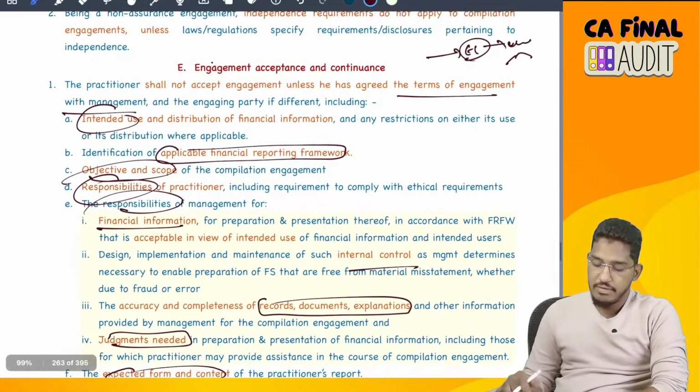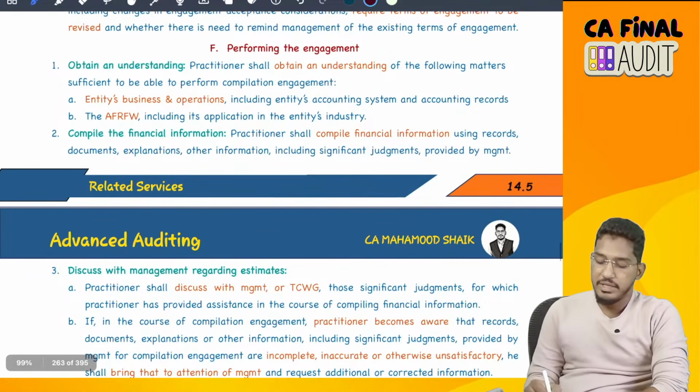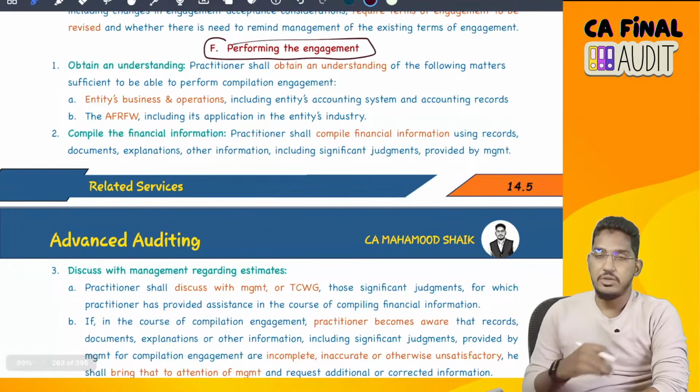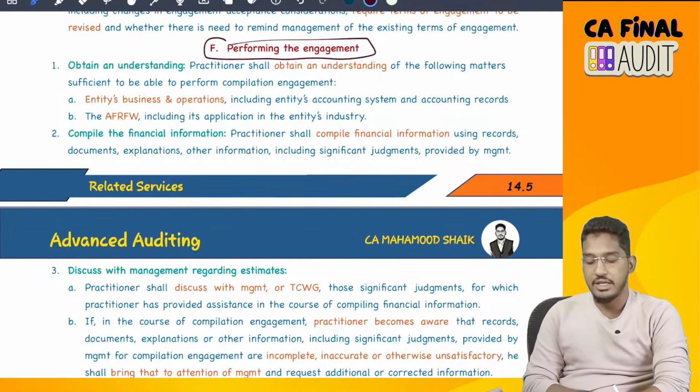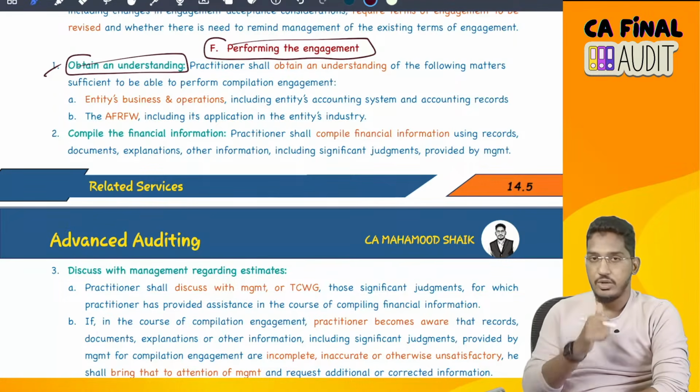Then finally, once you have accepted the engagement, you have to start performing the engagement. While performing the engagement, what precautions you have to take or what steps you have to follow when you have started performing that compilation engagement. First one, you should obtain an understanding of what?